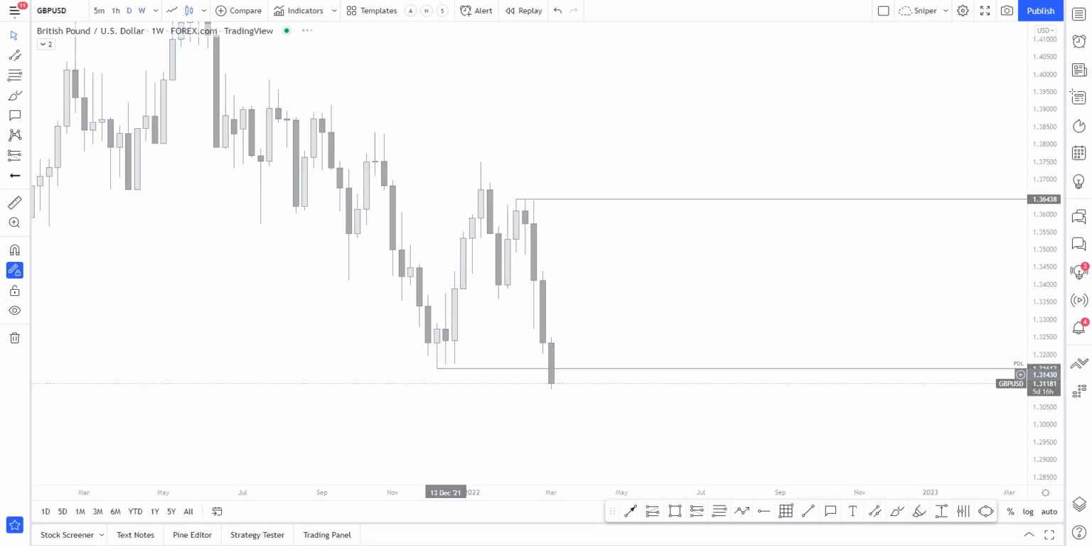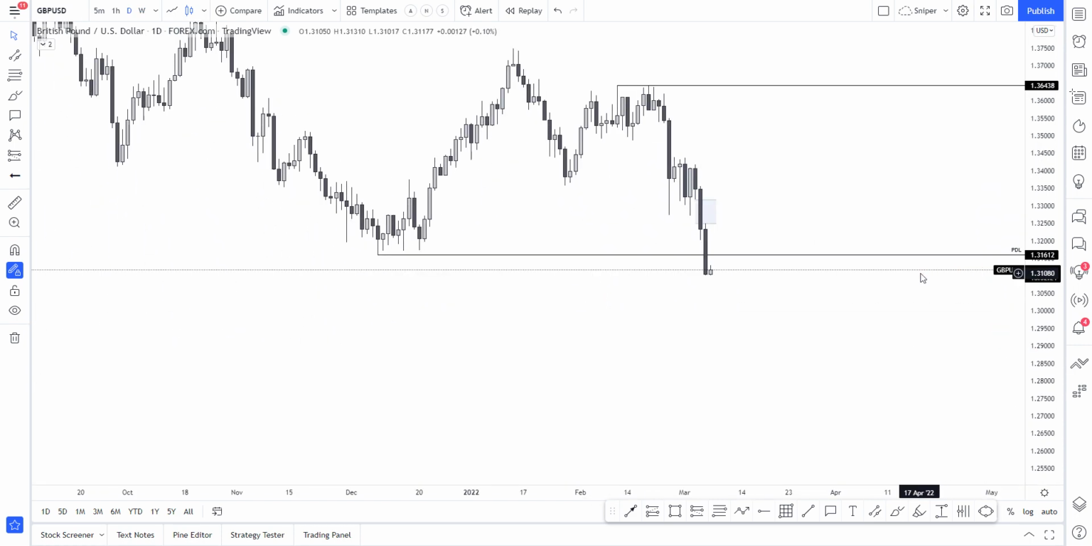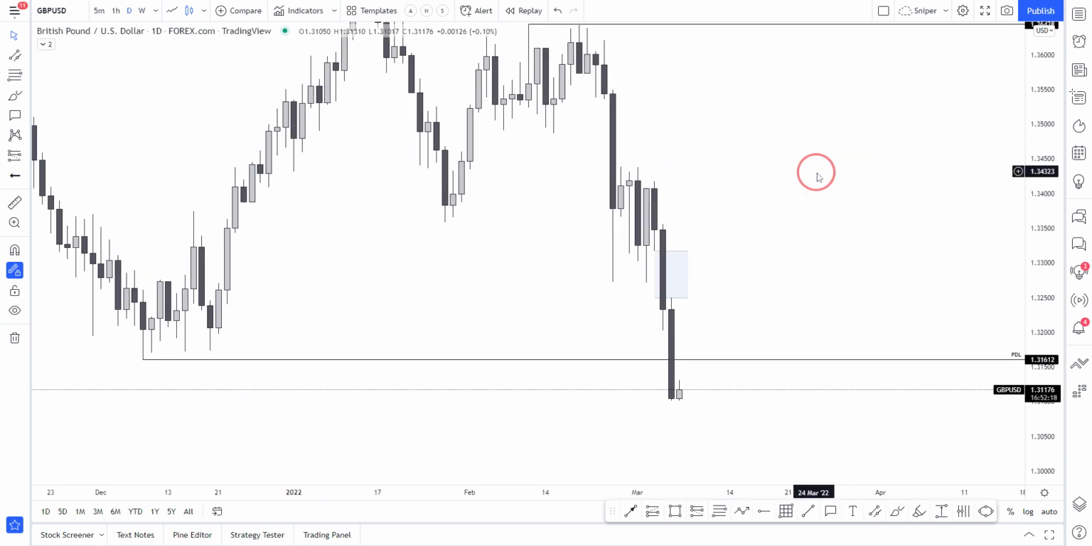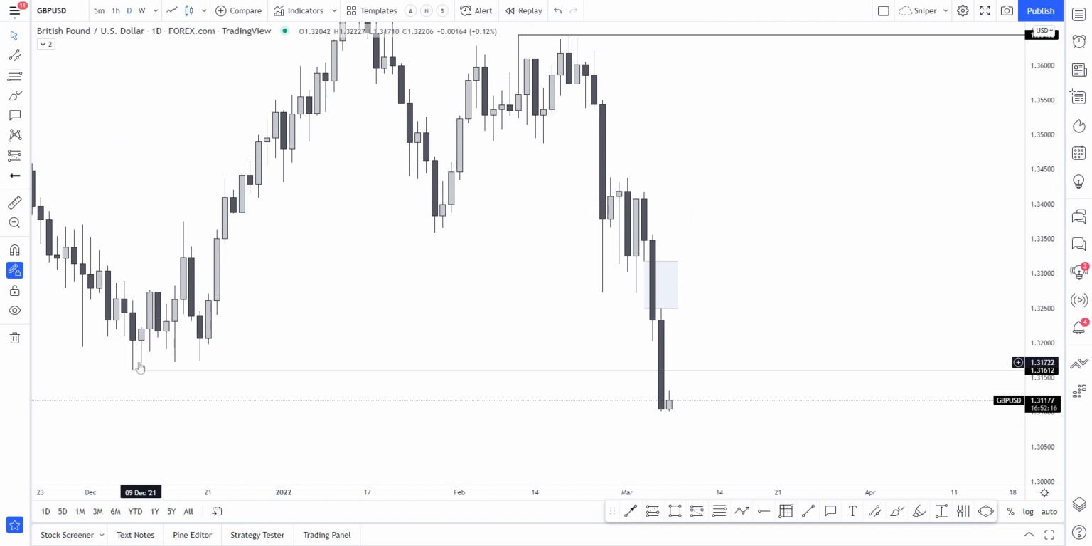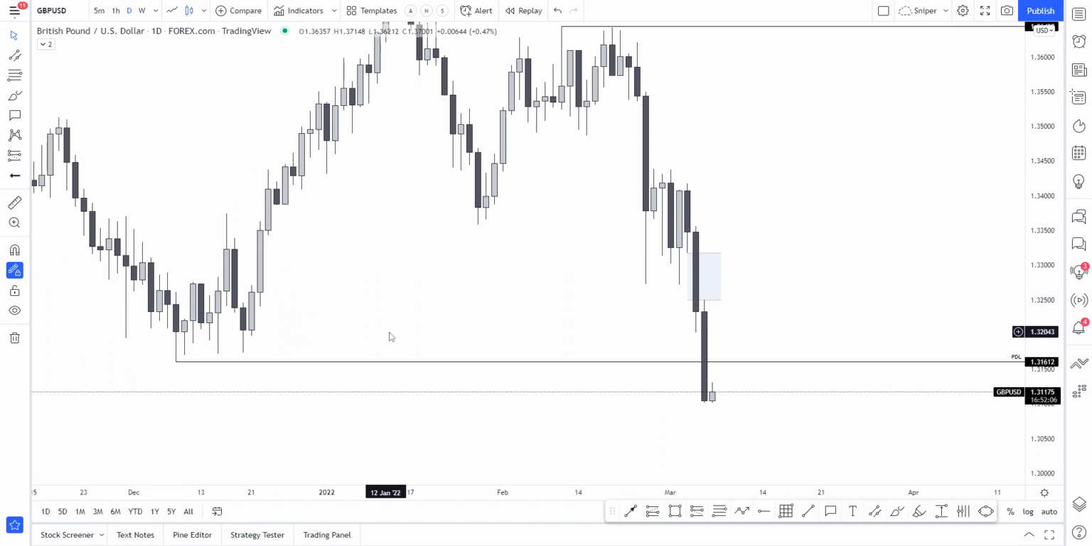So on the daily, we mark out where our liquidity is. So this is a previous daily low. It's not the previous daily low, but it's a previous daily low created all the way in December. So it's a high probability area the price could reach for that area and grab the liquidity found in there.